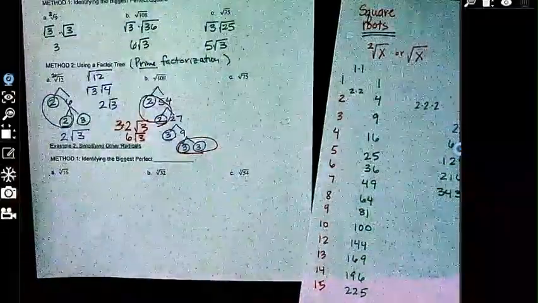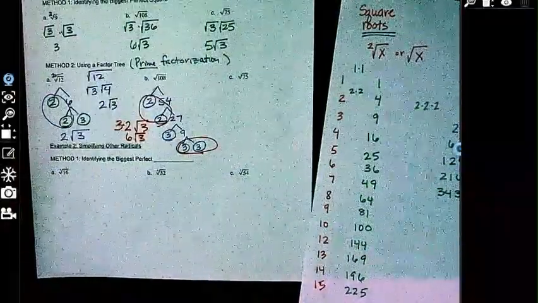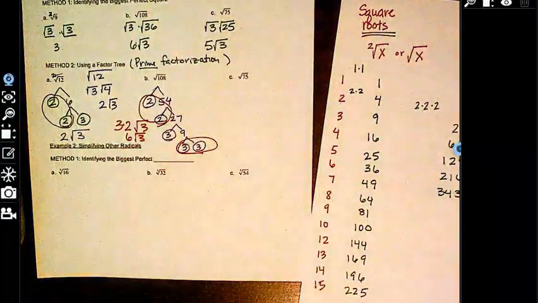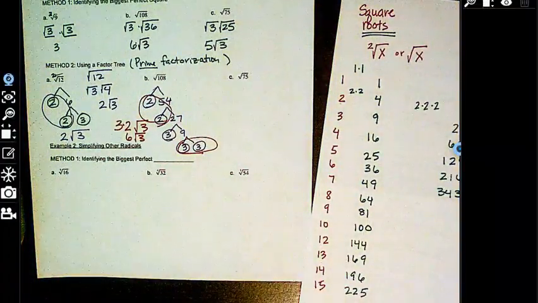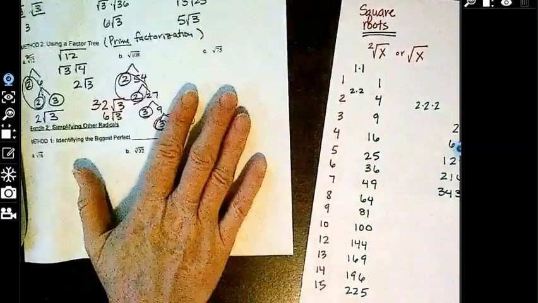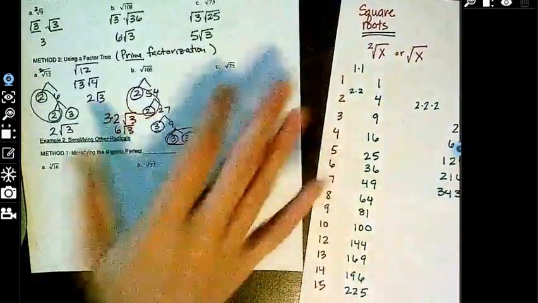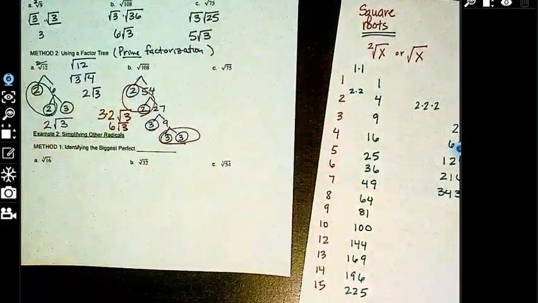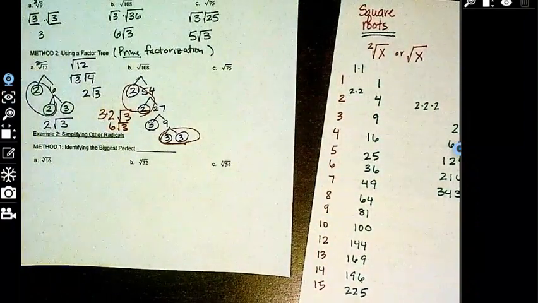I'm going to turn the light on. All right, 75. Go ahead and try that. 75. Do a factor tree. Stop the tape for a second. Do the factor tree.